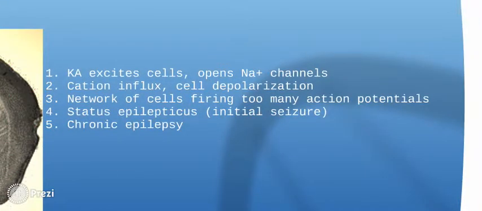When kainate is injected into the hippocampus, it causes sodium channels to open. This causes an influx of cations, which depolarizes the cells. Eventually, a whole network of cells fire too many action potentials, which leads to status epilepticus, or the initial seizure after trauma. Then the mouse develops chronic epilepsy, or recurring seizures.